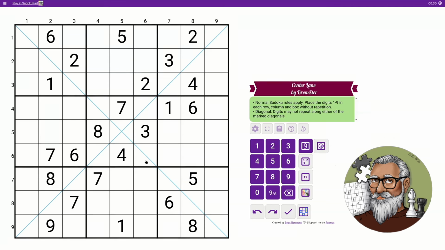Right, let's read the rules. Normal Sudoku rules apply. Place the digits 1 to 9 in each row, column, and box without repetition. Diagonal. Digits may not repeat along either of the marked diagonals. So we have, of course, two major ones. And we can't repeat digits along the diagonal.